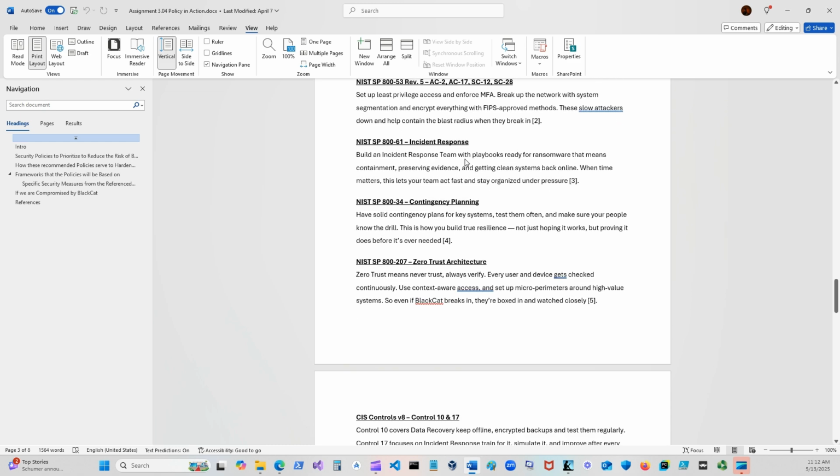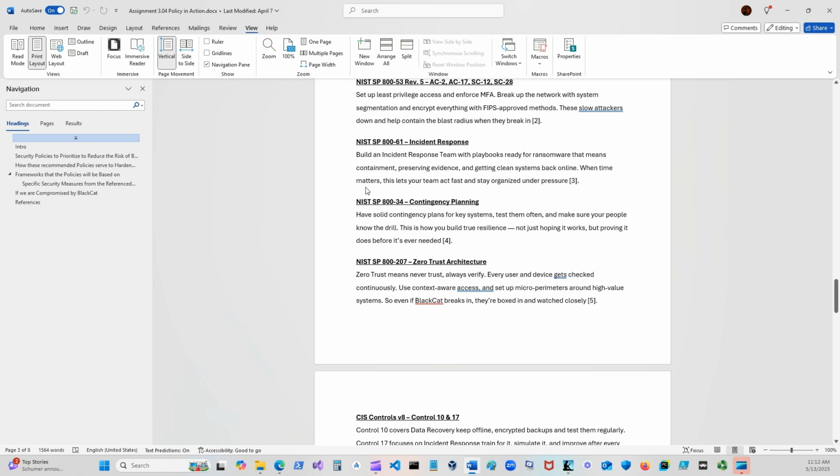Build an incident response team with playbooks ready for ransomware. That means containment, preserving evidence, getting clean systems back online. So this gives you a basic example of what this is supposed to be doing, right? I want to build an incident response team with playbooks ready for ransomware, because in this specific case, it's ransomware problems. That means containment, preserving evidence, and getting clean systems back online.